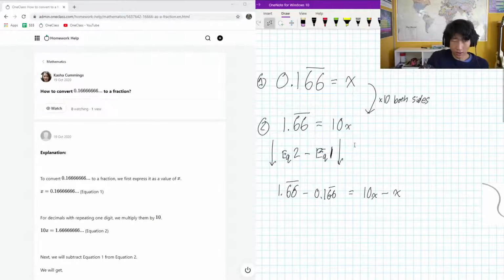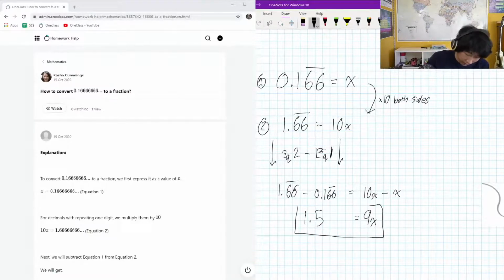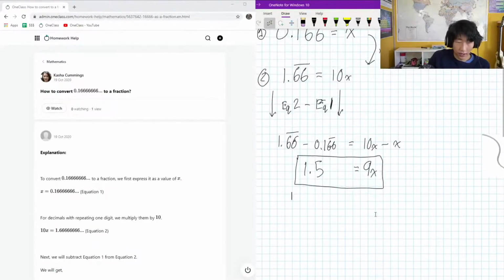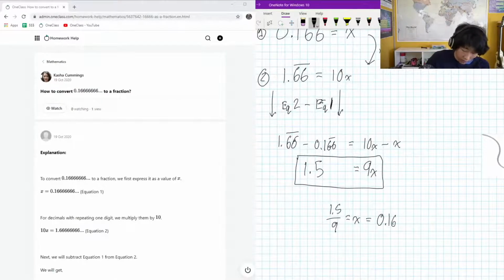And given this, on the right side, that's just going to be 9x. That's nice and straightforward. On the left side, if we subtract 0.166 repeating from 1.66 repeating, hopefully we can see that this will be just 1.5. Because what's 1.5 plus 0.166 repeating? 1.6, and then all the 6's afterwards. So that has to be 1.5. Hopefully that is clear. Taking this, we can isolate for x just by dividing both sides by 9. So 1.5 over 9 is equal to x, and this is equal to 0.166, which is where we started.